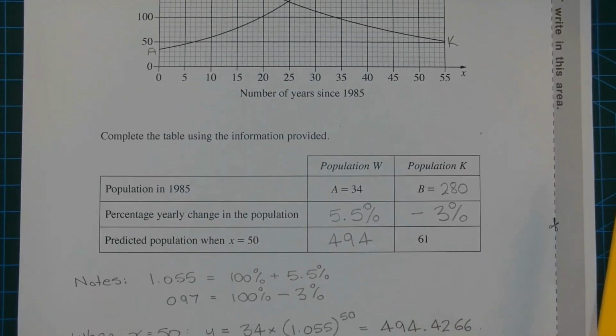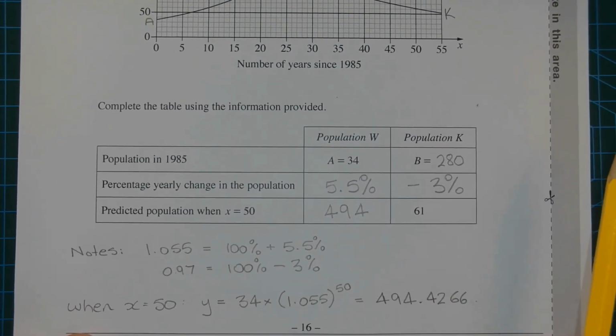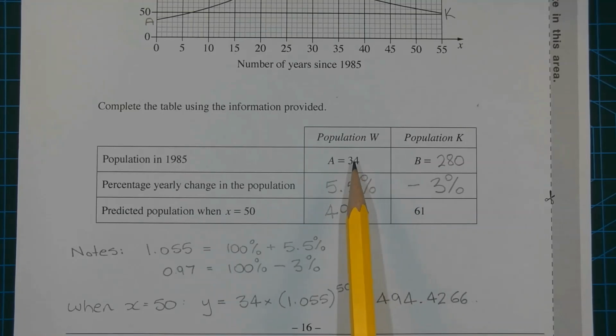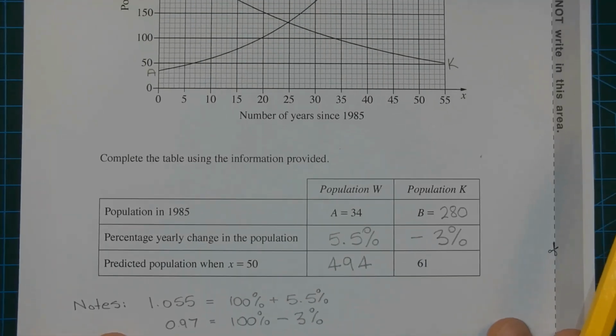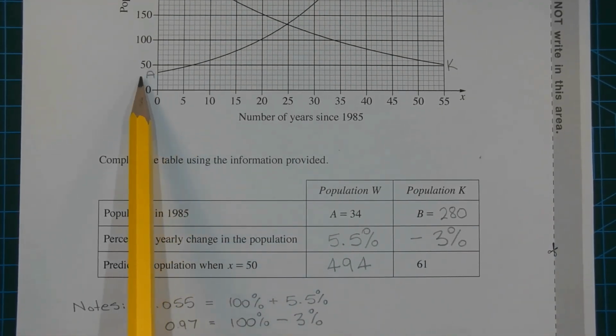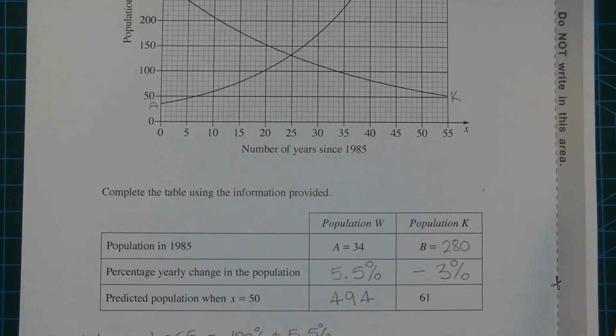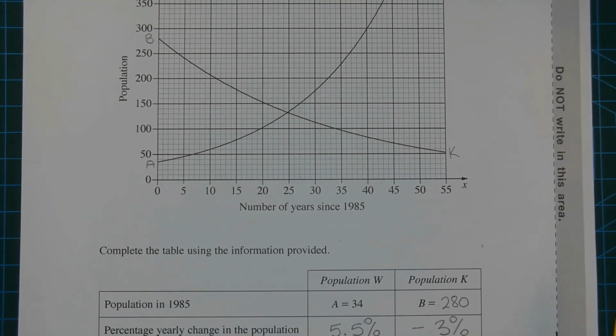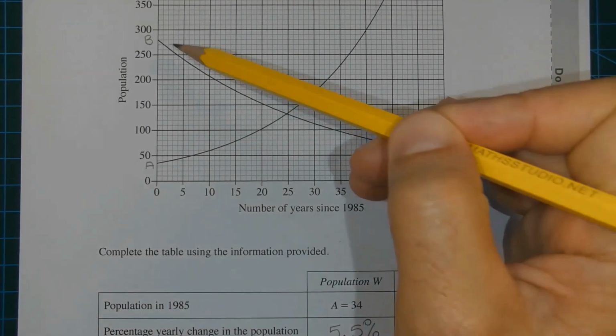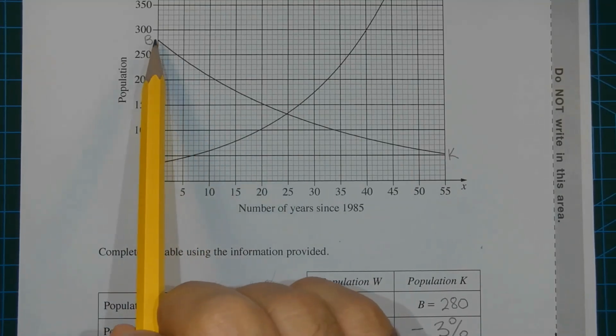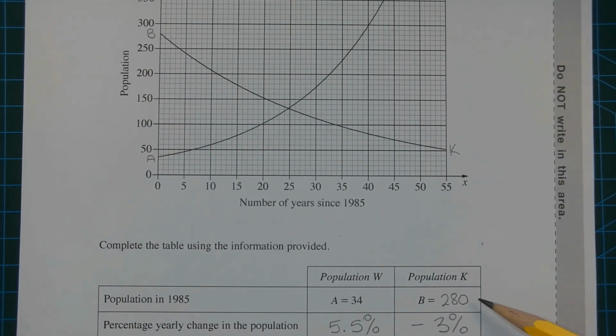So let's proceed to complete the table. Now it's given that the initial population in 1985 for population W is 34, and that corresponds to the y-intercept here. Now, if we look at the y-intercept for population K, so that's this decreasing curve, at this point here, it corresponds to 280.